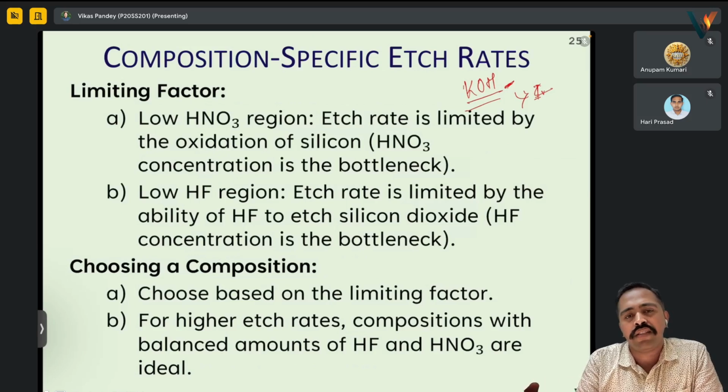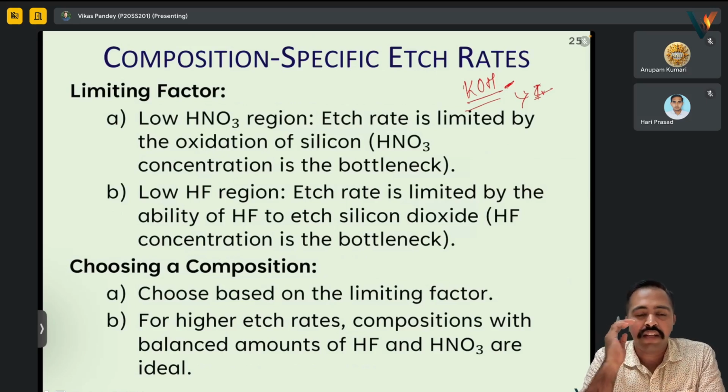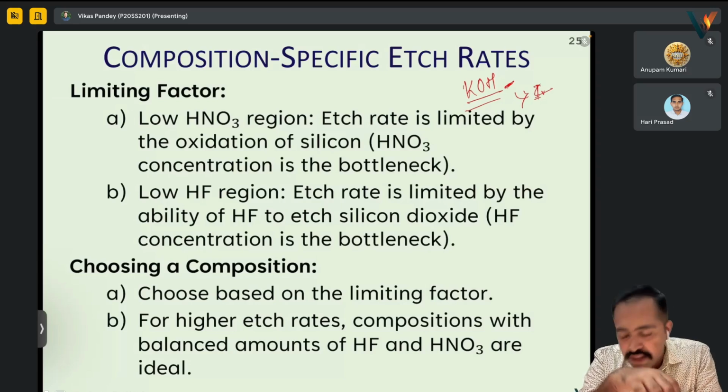There are standard etchants available for metal etching, but for silicon and SiO2 we have to do a lot of calculation to do the etching. So when we are doing etching, the etch rate, how much thickness is etched, how much depth of etch is happening, we can measure using a profilometer. In fact, in silicon also we can do that.